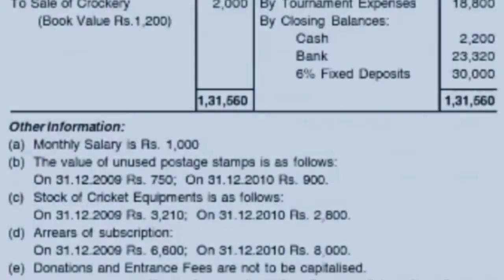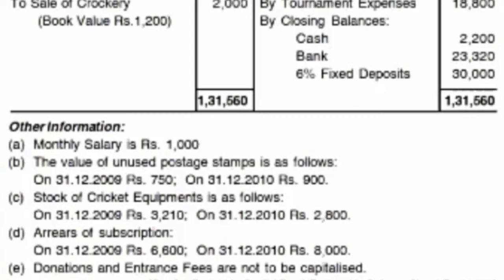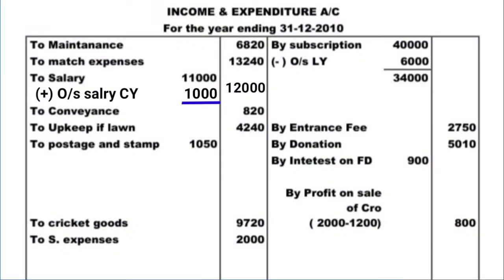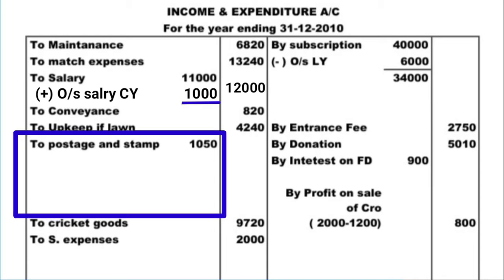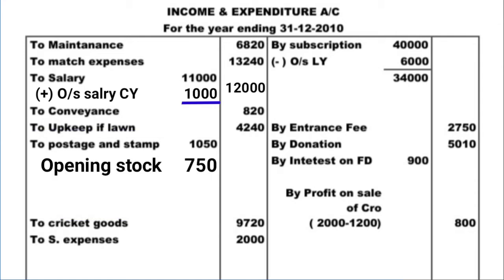Next point. The value of unused postage stamps is as follows. On 31st December 2009, rupees 750. On 31st December 2010, rupees 900. Here, two stocks are given. One is the opening stock and the other is the closing stock of postage stamps. We already entered here in the income and expenditure account postage stamp 1,050. Then we will write the opening stock 750 and closing stock 900.